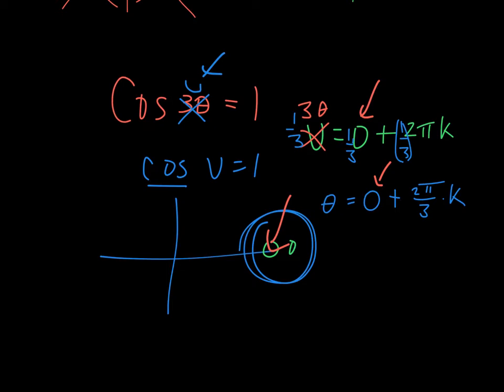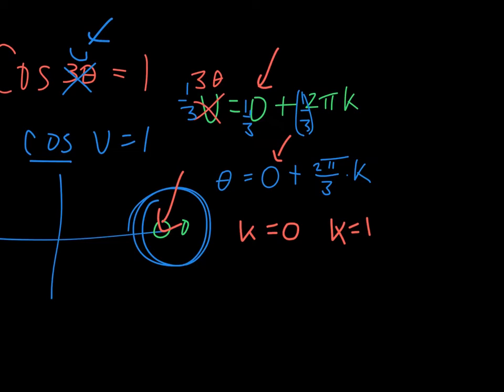And then I'm going to put in k equals, what do you say, sir? Just k. K is my counter. I should start with k equals 0, and then I'm going to do k equals 1, and then k equals 2, and then I'm going to keep going until I get an answer that is bigger than what? Bigger than 2 pi.